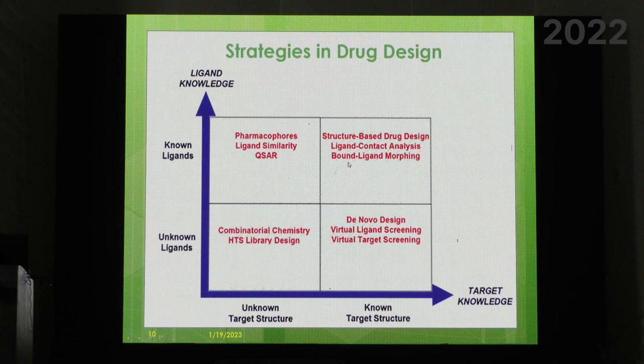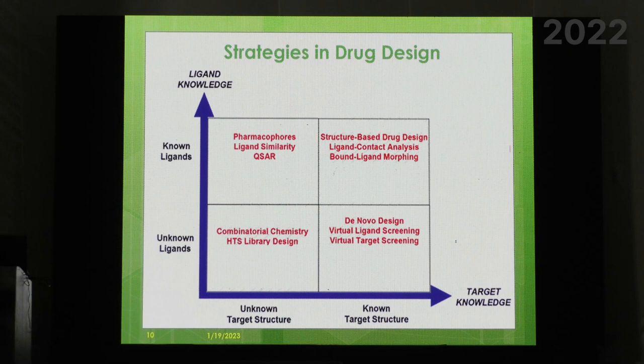I know the structure of my target, and for simplicity's sake, let's say that my target is an enzyme. It could be a receptor, it could be a DNA. And I also know small molecules that can bind to this target. Or even if I don't know, we can do a lot of work on identifying new drugs. How do we go about it?